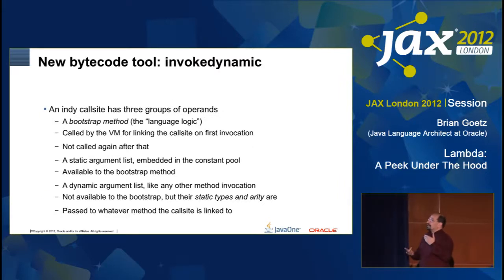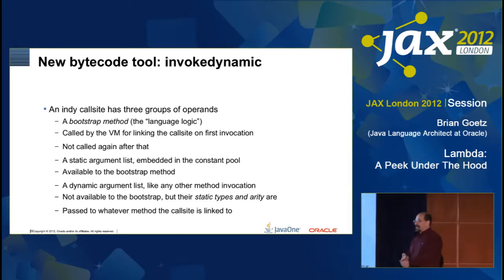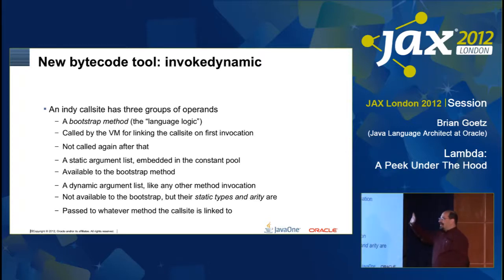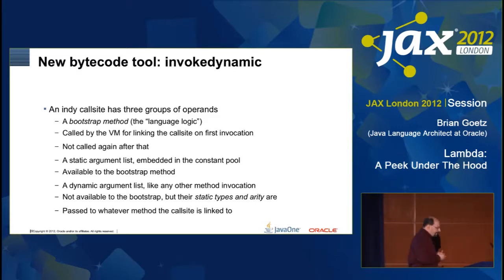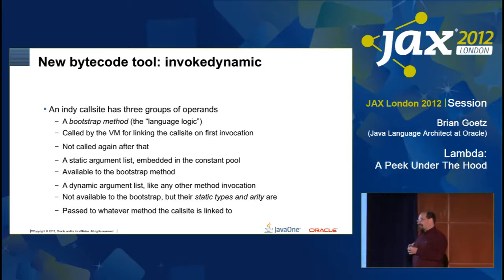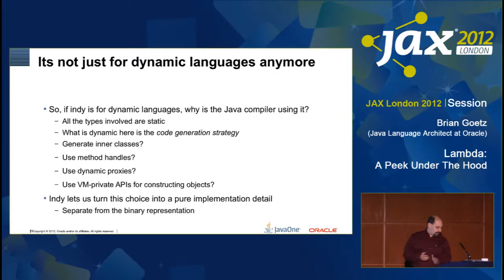So the extra operands that invoke dynamic gets is this bootstrap method, like I said, the same dynamic argument list that every invocation call site gets, and then an extra set of constants, which you can think of as a static argument list, which is provided to the bootstrap method. Okay, so there's a lot of ways to pass information to the bootstrap. There's the static argument list, and it also gets to see the arity and static types of the dynamic arguments. And so we can use this information actually to implement lambdas in Java, as it turns out.